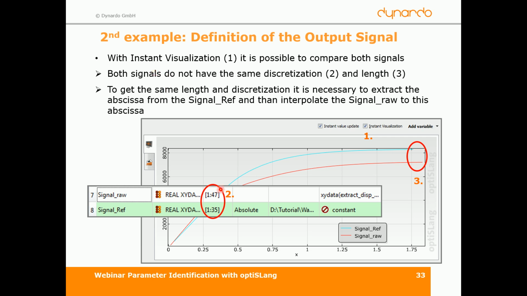And here you can see, if we compare this reference signal, this blue one, with the simulation signal, we see we do not have the same discretization and we do not have the same length. This is necessary for model calibration, that we have the same length and the same discretization, because it's not useful if your reference curve is extrapolated in regions where you have no data.